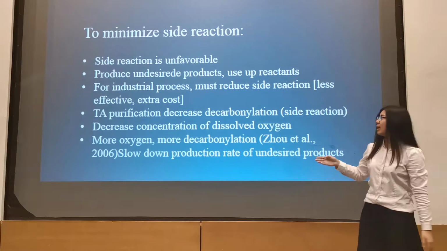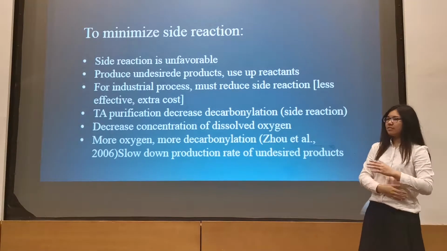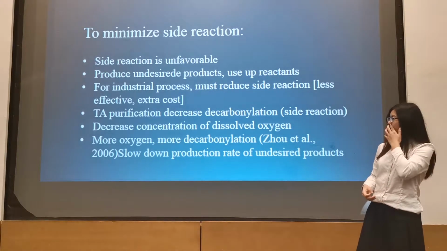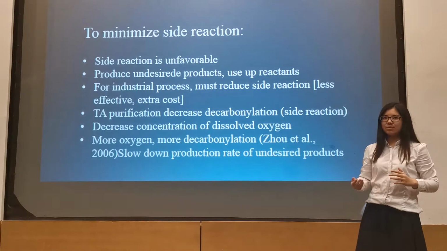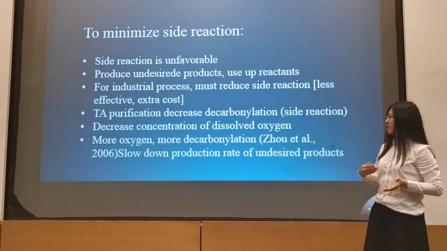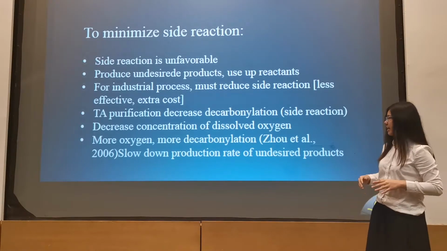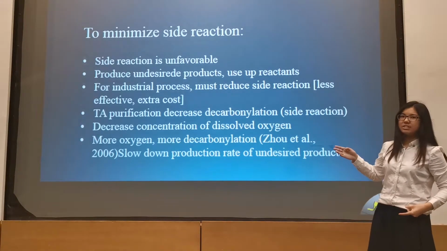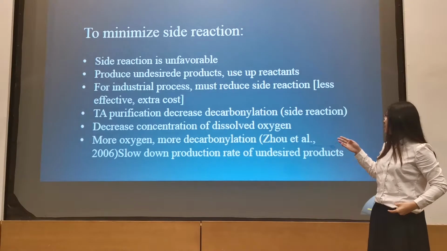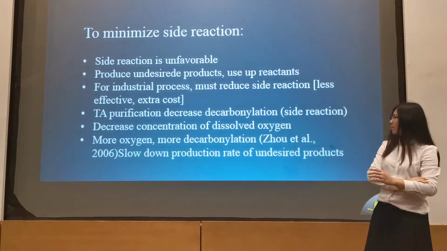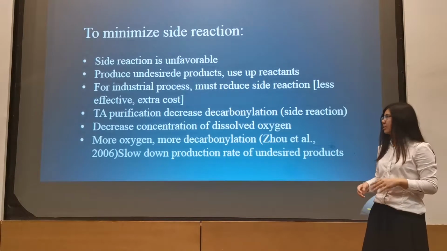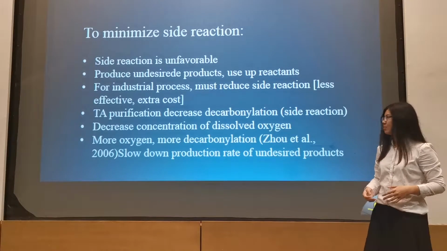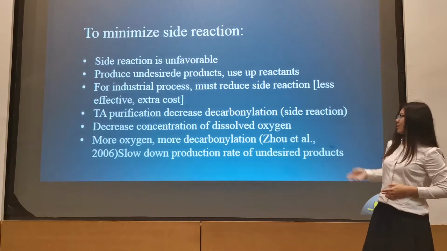For the next one, I will talk about how to minimize our side reaction. As we all know, side reaction is unfavorable for our reactions. When we produce side reaction, it will use up our reactants, and this will waste our cost and decrease the effectiveness for industrial purposes. So for the TA purification, we will try to decrease the decarbonylation process, which is a side reaction. We can decrease the concentration of oxygen, because when we have more oxygen, there will be more decarbonylation, which we don't want, based on Zhou 2006.